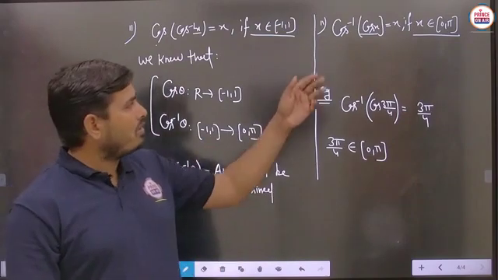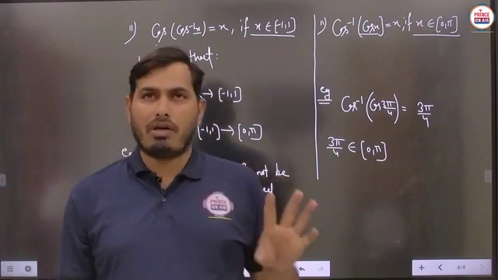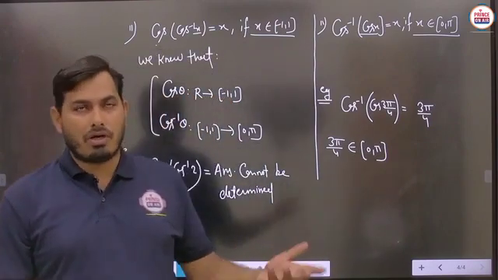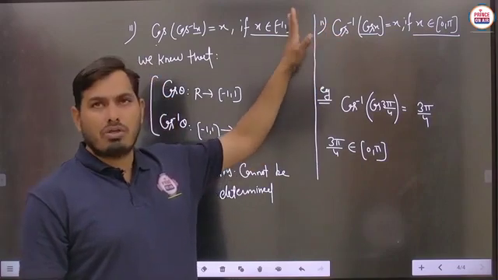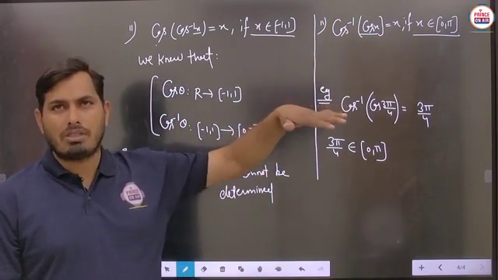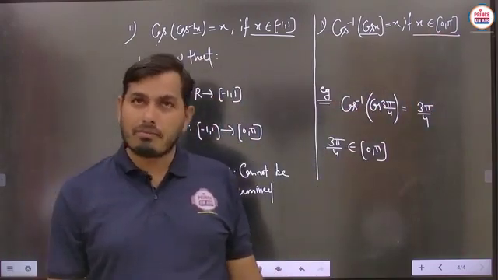Whether this part will be cancelled out with this part will depend on the given x. If the outside function is cos, then this is the inverse, and this inverse will provide the answer in the principal range. So the principal range of this x will be taken from 0 to pi. Is it clear?